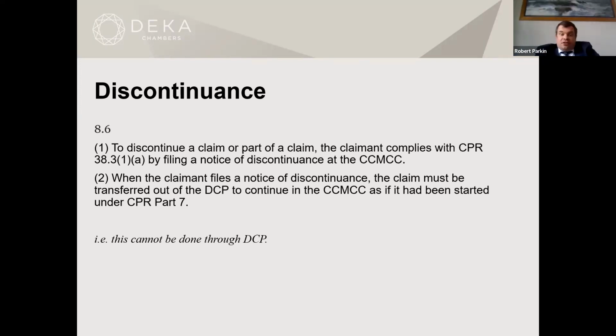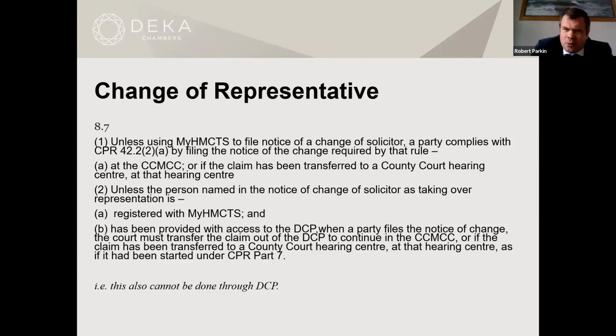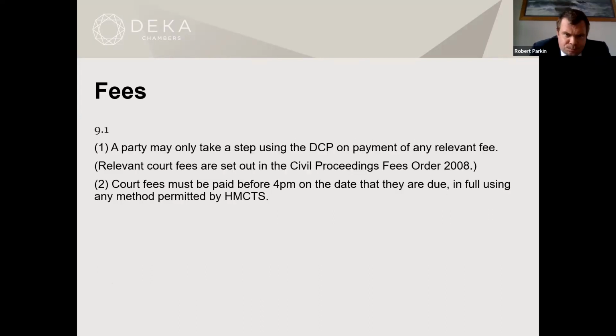Discontinuance. To discontinue a claim or part of the claim, the claimant complies with CPR 38.3(1)(a) by filing a notice of discontinuance at the CCMC. In other words, if you want to discontinue your claim, you can't do that on the DCP. You have to do it on paper to the County Court Money Claims Centre. Similar sort of thing with changing legal representative. I'm not going to read that all out, but to change your legal representative, you have to serve notice pursuant to CPR 42 on paper at the CCMC. It can't be done through DCP. Begs the question, why not? But there we are, you can't do it.